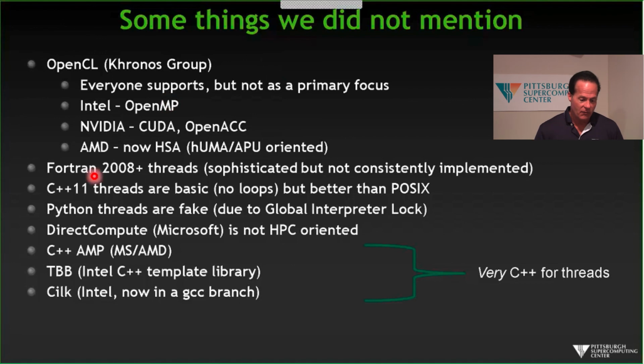Let's see, what else is there? Fortran 2008 has threads, and C11 has threads. Python has fake threads. They don't actually do anything because of the global interpreter lock. So there are some other ways to do threaded programming. None of these at the moment apply directly to accelerators or GPUs. These are more interesting if you're doing multi-core kind of stuff. The OpenCL stuff is the only stuff that works well on GPUs, but like I said, I'd be hard-pressed to suggest you invest time in something that is becoming less relevant by the year.